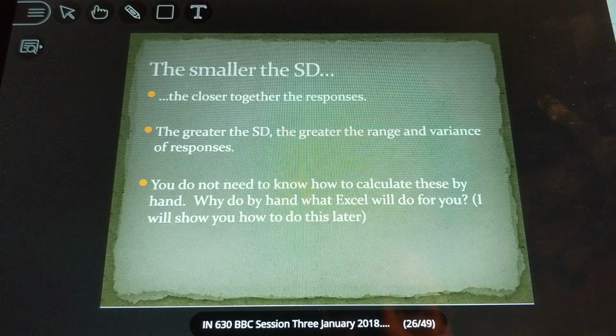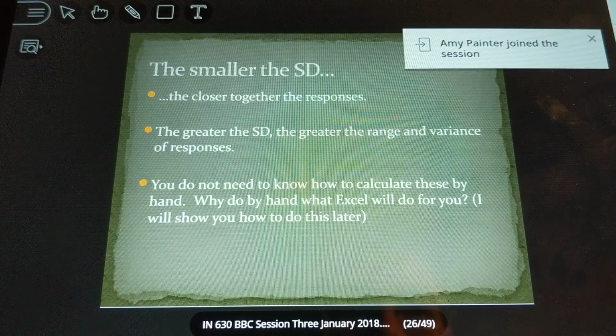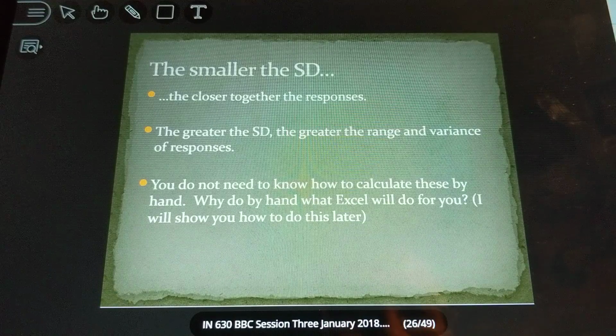The smaller the standard deviation, the closer together the responses. The greater the standard deviation, the greater the range and variance of responses. You don't need to know how to calculate these by hand. I'm going to show you how to do this with Excel. Some of you may already know how to do this. Others, it may be a first time.